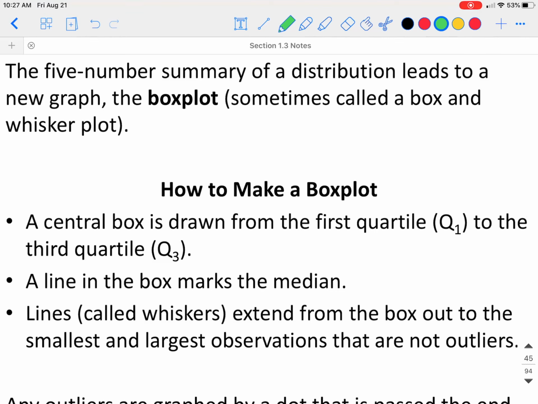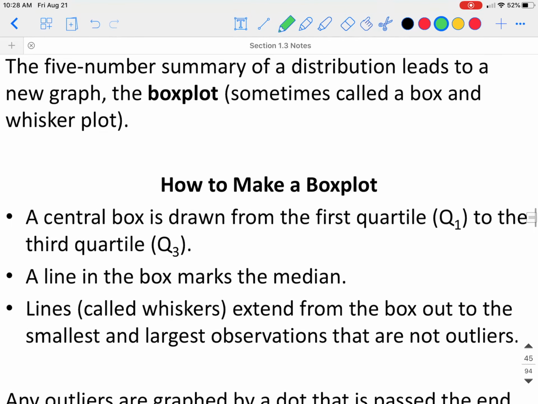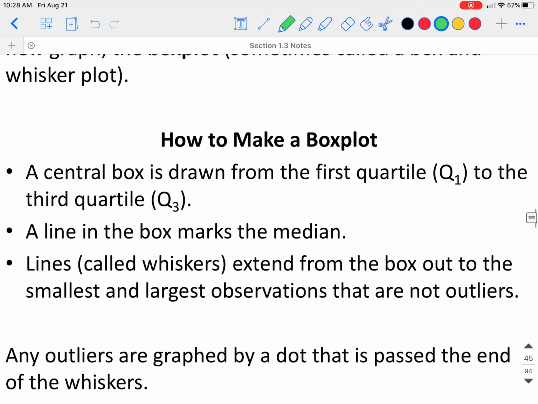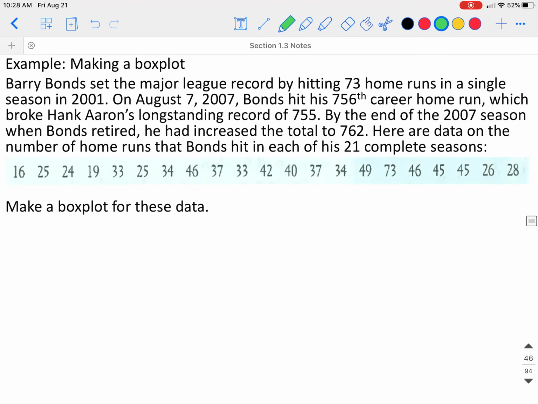The 5-number summary of a distribution leads to a new graph, which is the box plot, or sometimes called the box and whisker plot. To make a box plot, a central box is drawn from the first quartile to the third quartile. A line is drawn in the box to indicate the median, and lines, which are called whiskers, are extended from the box out to the smallest and largest observations that are not outliers. Any outliers are graphed by a dot that is past the end of the whisker.